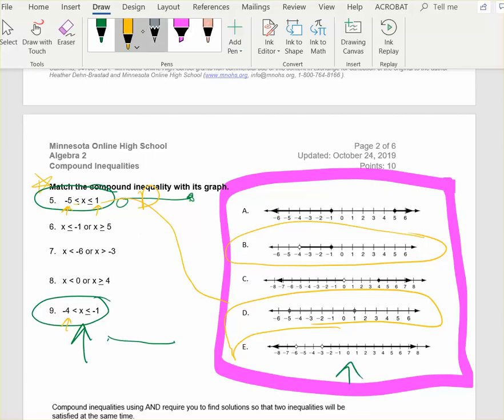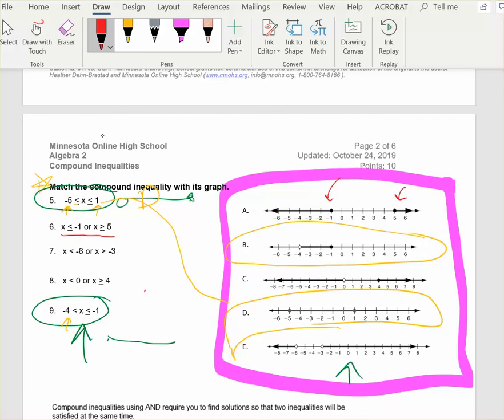Now for the "or" graphs, let's just narrow it down, that's either A, C, or E. Let's look at the endpoints. In 6 we need an endpoint at -1 and one at 5. And they would both be solid filled in endpoints because it's less than or equal and greater than or equal. So which ones have a solid dot at -1 and 5? It looks like this one. There's -1, there's 5. They're both solid dots.